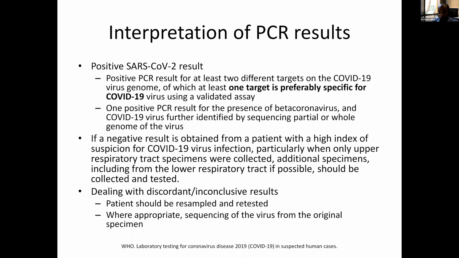There is a less utilized modality of confirming a result, where, for example, if you have one positive PCR result for the broad class of beta coronavirus, and you are then able to identify COVID-19 using sequencing of either the partial or the whole of the genome, again, this can be an accepted way of identifying a positive result.